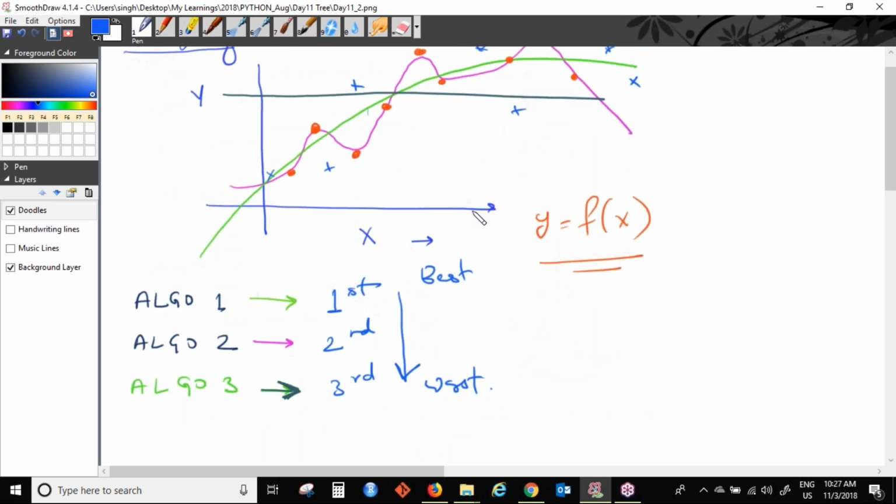Let me give you an example of overfitting. So let's say this is your office.